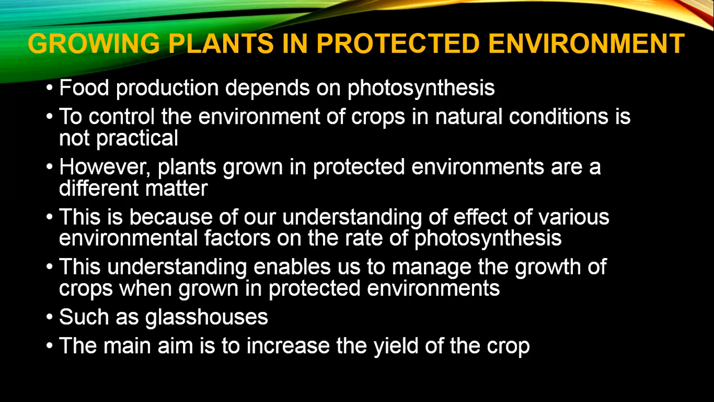Now when we say food production depends on photosynthesis, and the rate of photosynthesis is affected by many environmental factors, then we can understand that when the crops are growing in their natural condition, it's not easy to control their environment. We cannot control those environmental factors as per our own choice when crop plants are growing in natural conditions. However, the growth of plants in protected environments is a different method. In a protected environment, for example a glass house, it's much easier to control the various environmental factors.